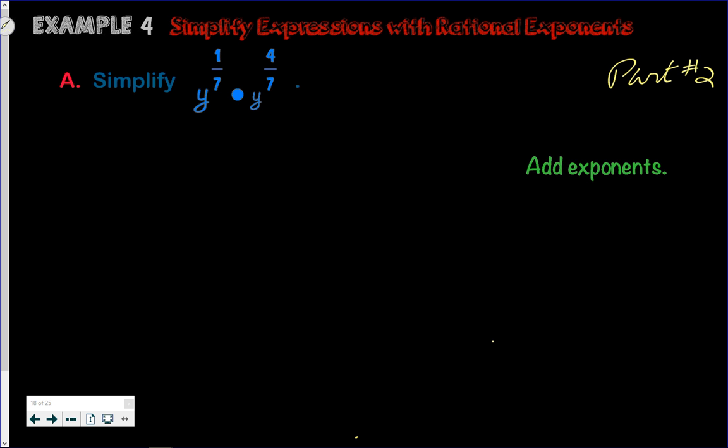All right, look at this one. Simplify each expression with rational exponents. Okay, now, what do you notice about this problem? What looks the same, what looks different? Exponents are different.